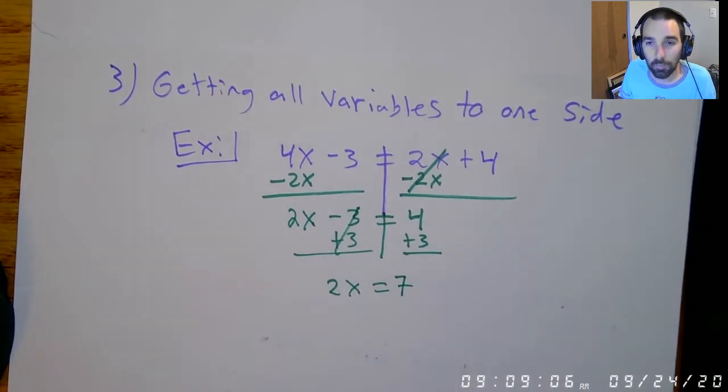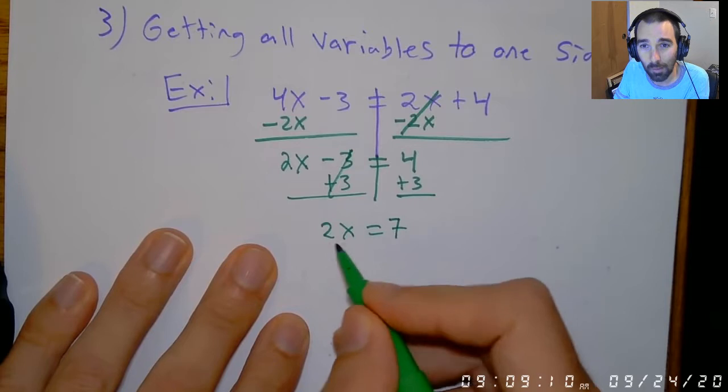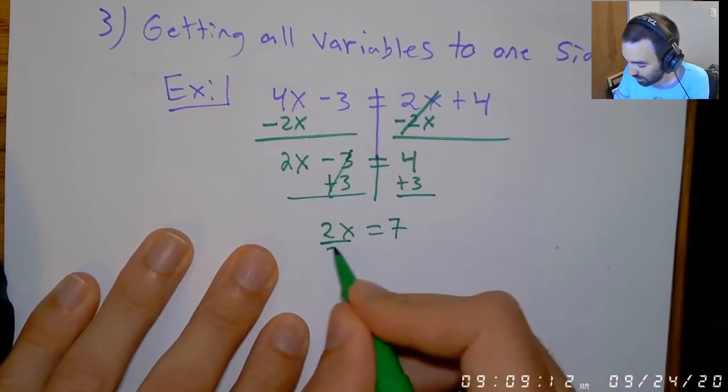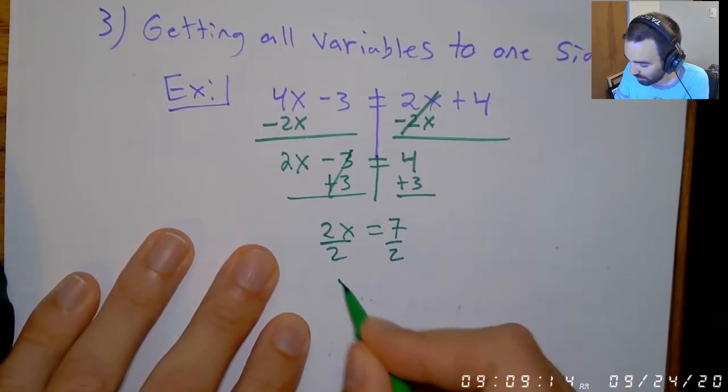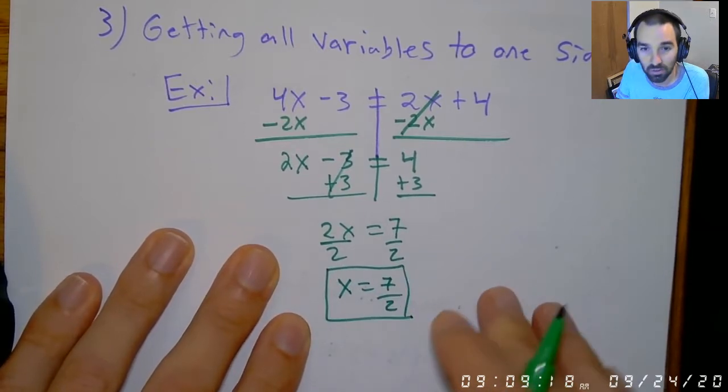So I'm going to stop there. Now why not? Let's keep going. So I have 2 times x. The opposite of multiply by 2 is divide by 2. So I get x equals 7 halves, and you know what? I can just leave my answer like this.